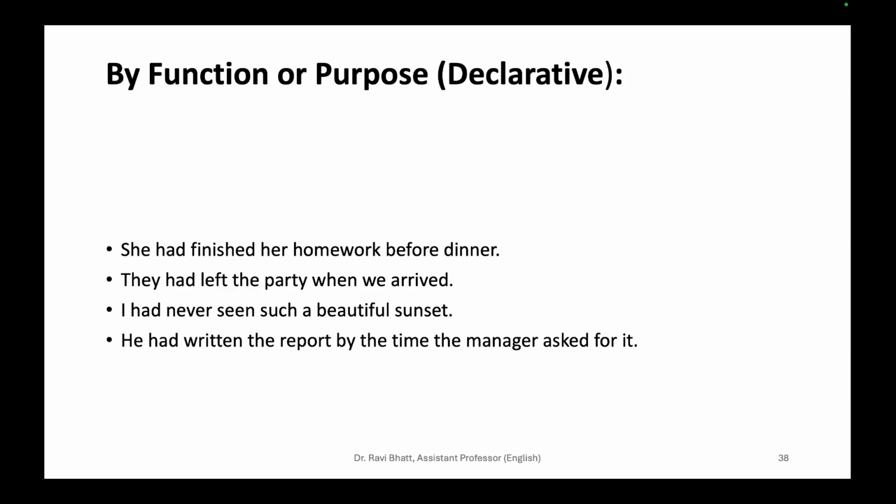Next, I had never seen such a beautiful sunset, or say, he had written the report by the time the manager asked for it. So, always remember that for past of the past, we would always use past perfect, that is the auxiliary verb had. And for the other action, we would prefer simple past, that is the second form of the verb.